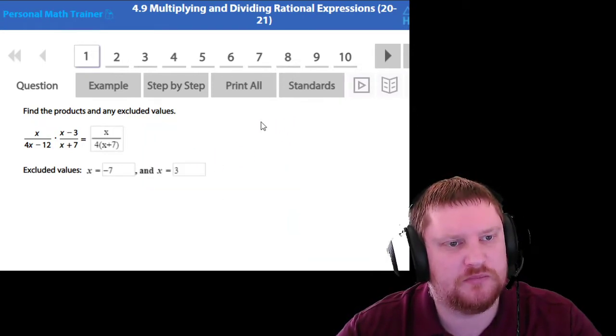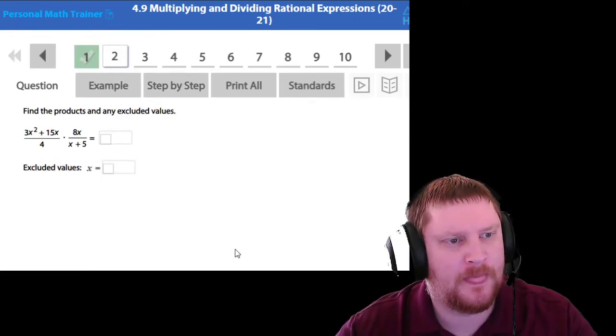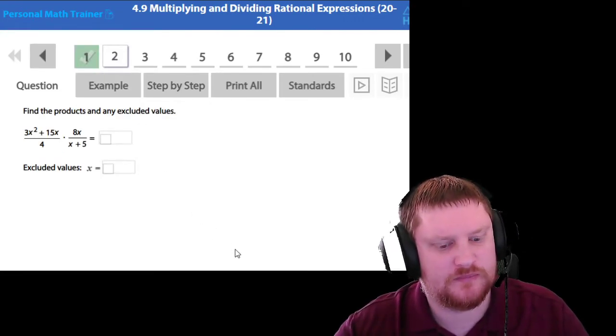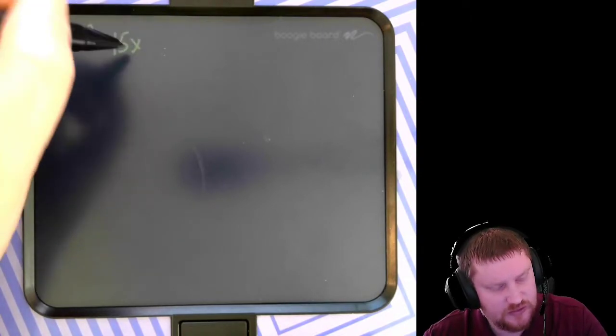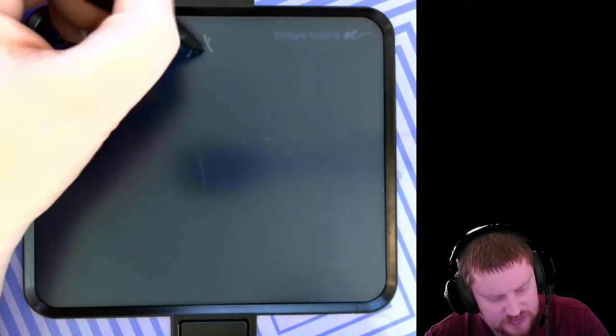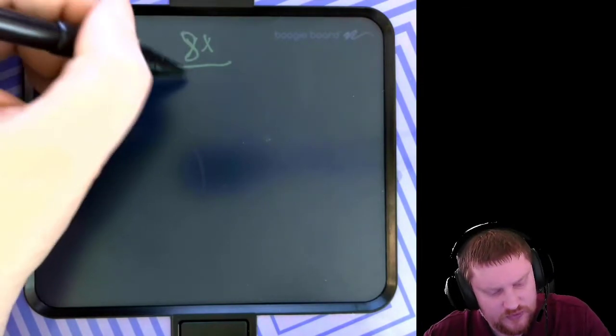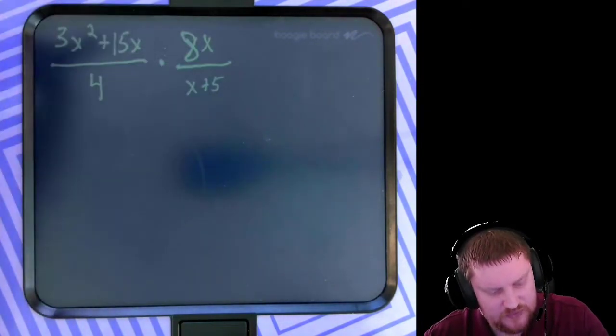Alright, next problem. Same basic question. Go to the document camera, we've got 3x squared plus 15x over 4 times 8x over x plus 5.